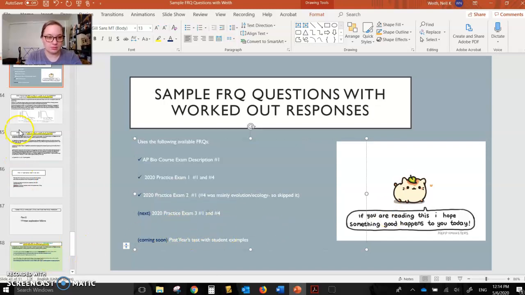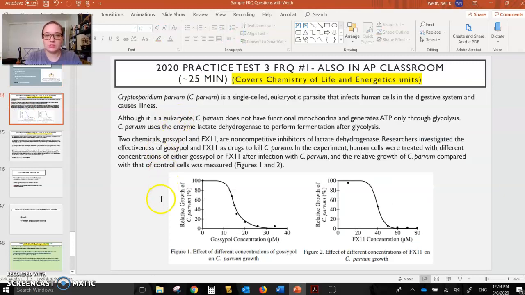You can find it in the AP Classroom, but it covers chemistry of life and some enzyme energetics. So some mitochondria content, how enzymes work and things like that. I say a lot of ums, sorry.